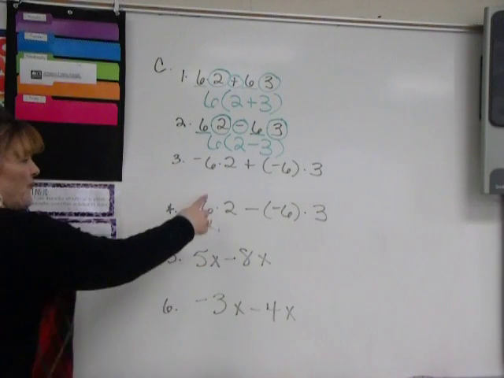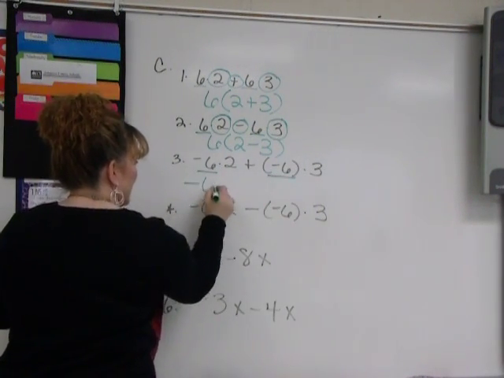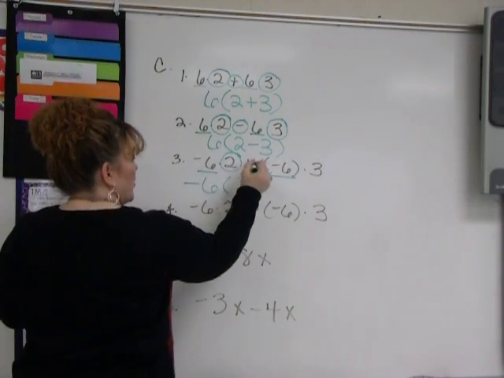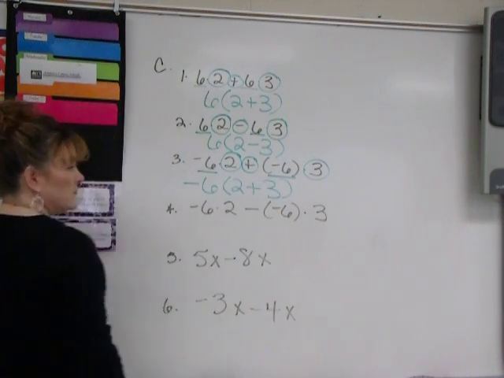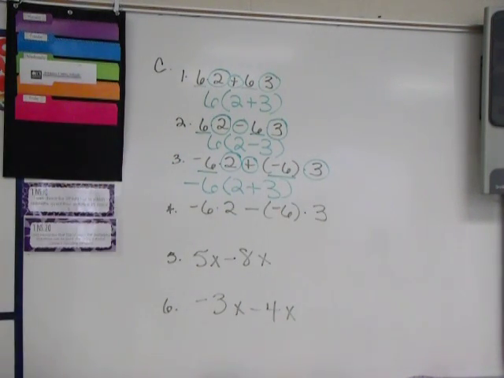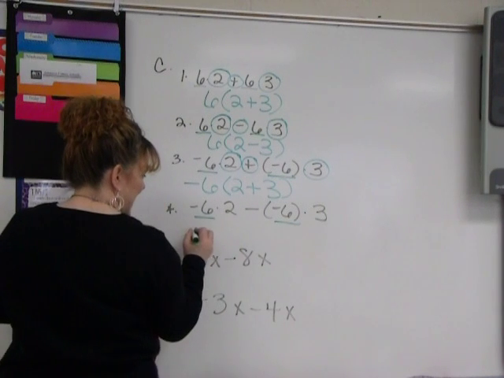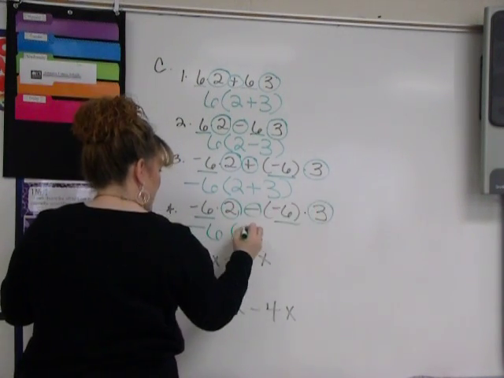What's your multiplier for 3? Negative 6. So negative 6 goes on the outside this time. Then 2 plus 3. What's your multiplier in 4? Negative 6. And then 2 minus 3.